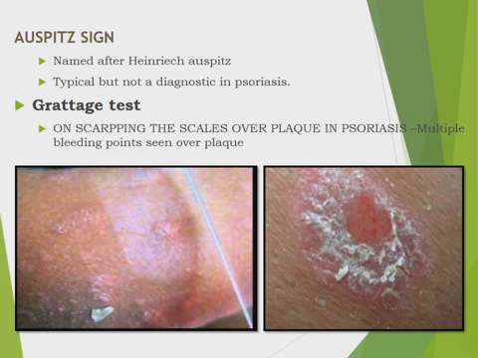For eliciting the Auspitz sign, you should choose a lesion close to a bony prominence such as the elbow and shin of tibia. Next, with the help of a glass slide, just scrape the lesion. You are able to see scales shedding off. On further scraping, you see a very thin membrane. On still further scraping, you see minute capillary bleeding points. That is called the Auspitz sign.